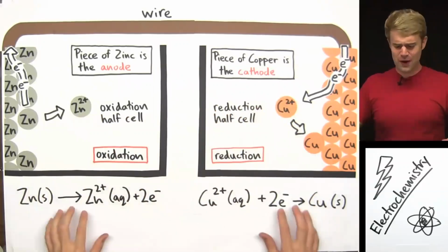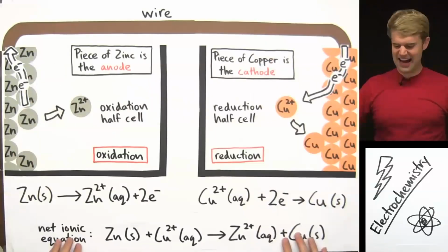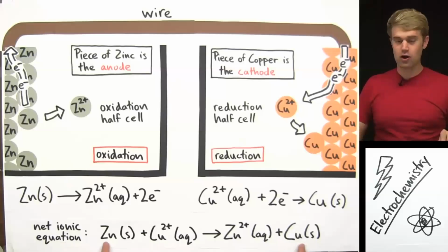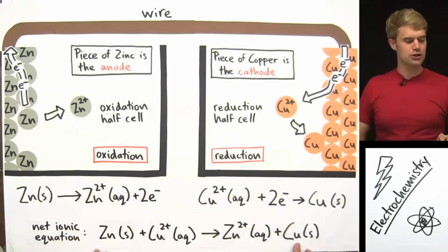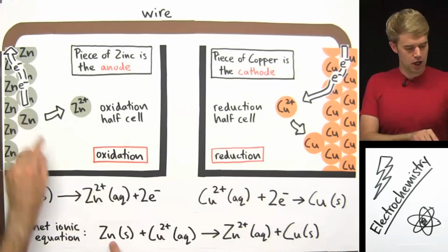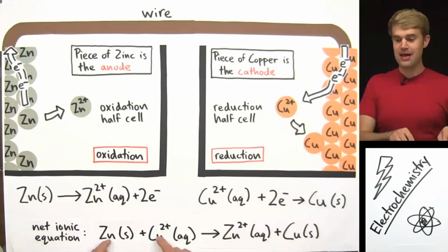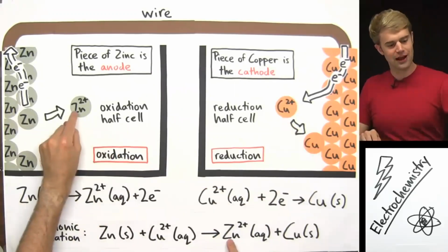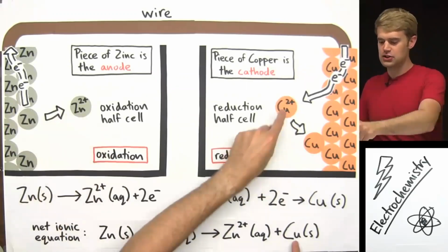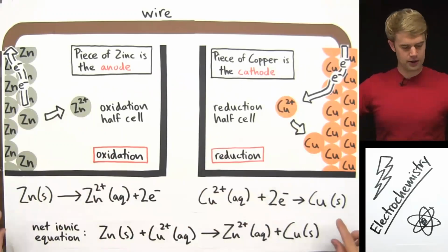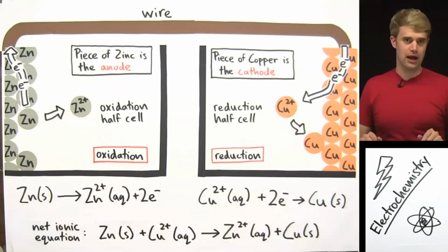Anyway, we have these two half reactions, and we can put them together to get a net ionic equation, which shows the overall oxidation and reduction process. We start with solid neutral zinc and Cu2+ ion, and then at the end of the process, we're left with Zn2+ ion, and then we have solid copper. This is the net ionic equation that we get from adding together these two half reactions.